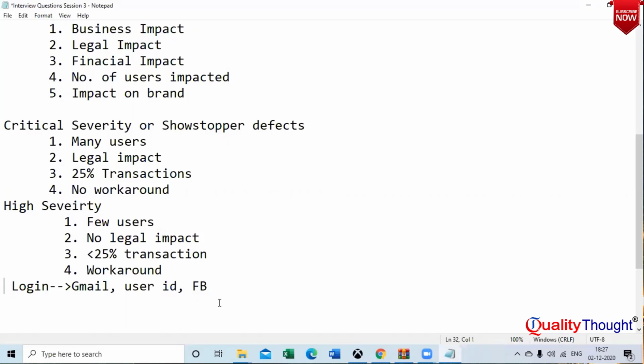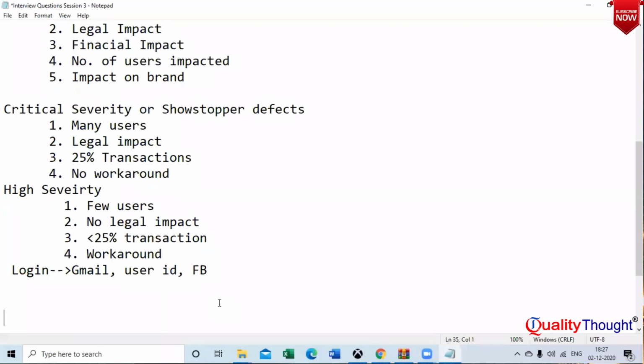The best real-world example of a workaround is an emergency exit. Why do you go for the emergency exit gate? Because it's an alternative way. That is the right meaning of workaround. These kinds of defects are called high severity defects.